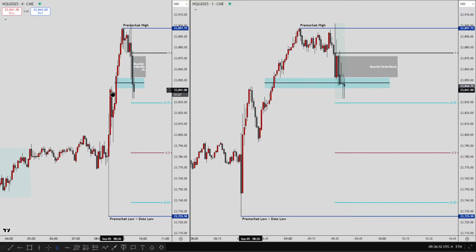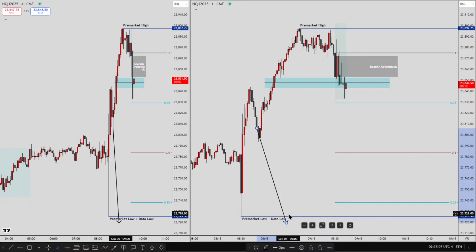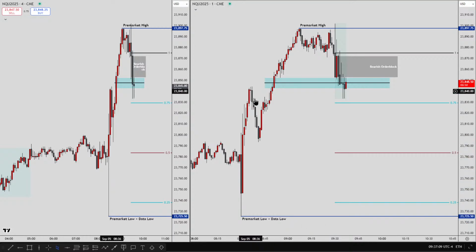And then we also have this mitigation block. Why is that a mitigation block? Because we have a low, we have a high, and then we have a higher low. So it's the opposite of a breaker block, where with a breaker block, you would want it to trade below and make a lower low. With a mitigation block, it's the opposite. You want a higher low.